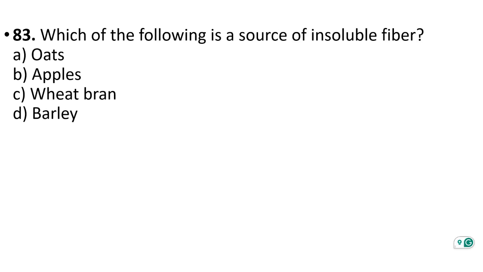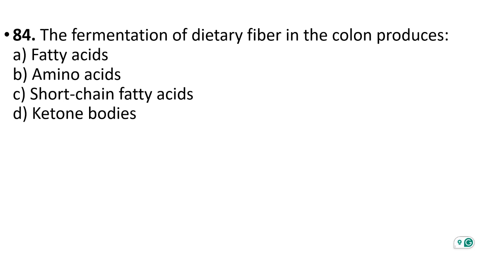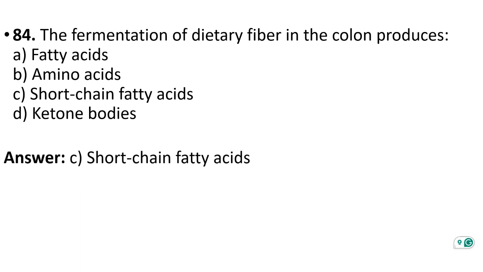83. Which of the following is a source of insoluble fiber? Oats, apples, wheat bran, barley. Your answer is option C, wheat bran. 84. The fermentation of dietary fiber in the colon produces fatty acids, amino acids, short chain fatty acids, ketone bodies. Your answer is option C, short chain fatty acids.